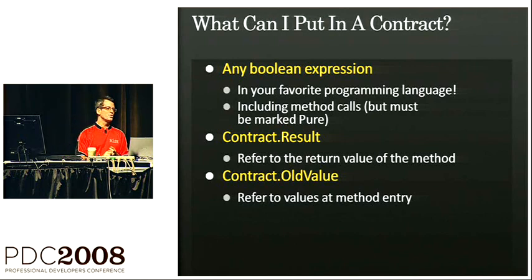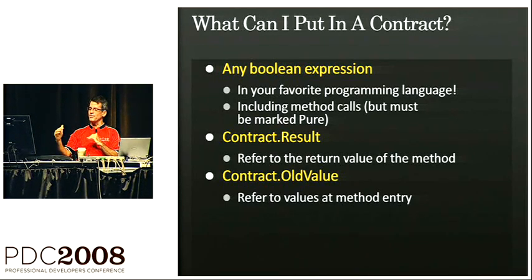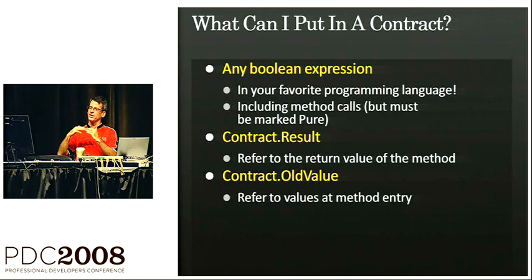We have special ways for you to talk about the return value that comes back from a method, so you can give guarantees about that in a post condition in an ensures contract. And in an ensures contract, you often want to talk about the difference between the state at the entry to the method and the state at the end of the method. So we have a way to encode talking in an ensures contract about the old value, the value something had at the beginning of the method.